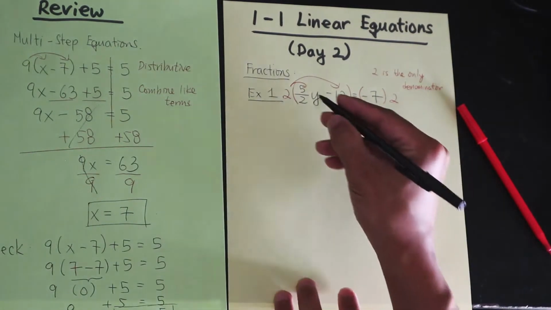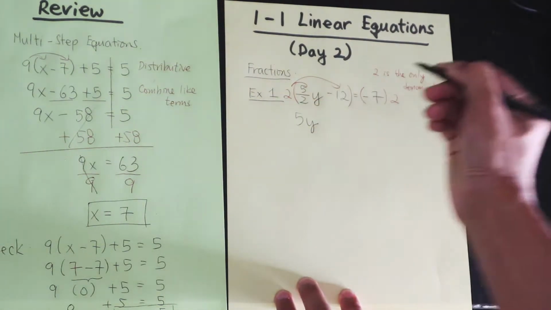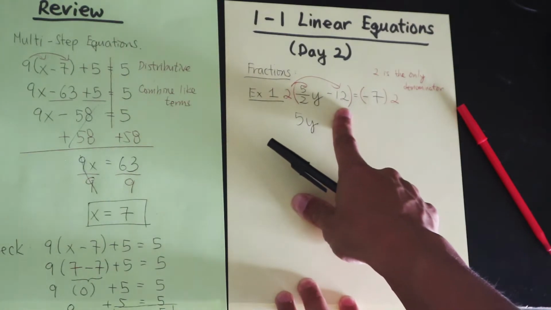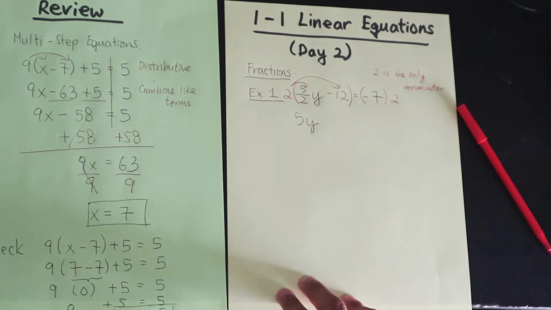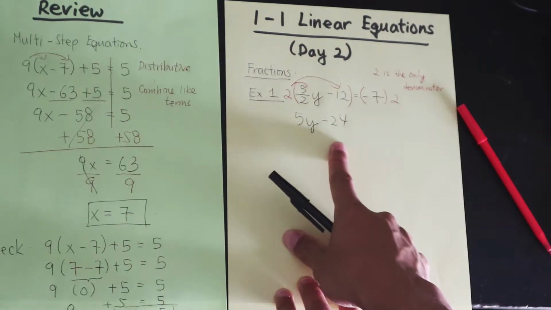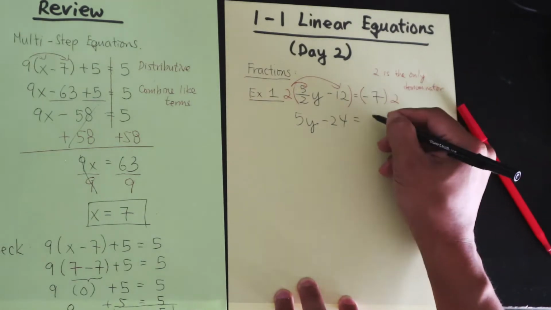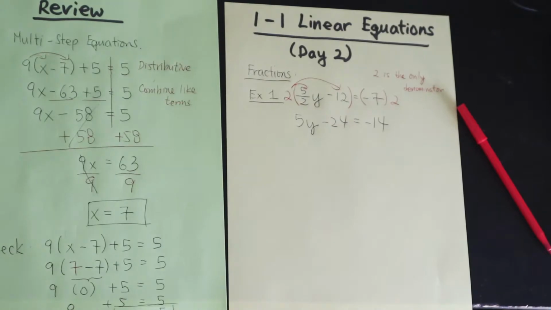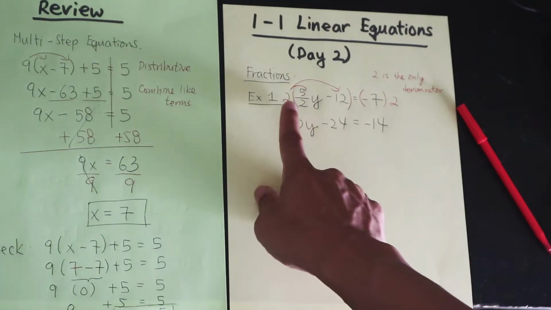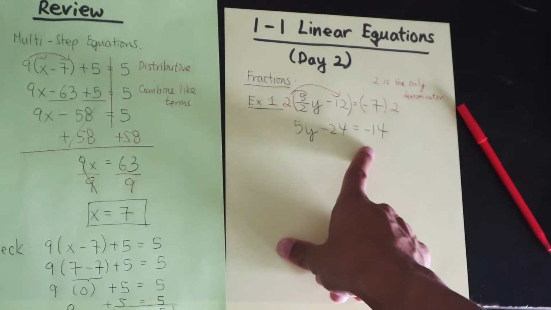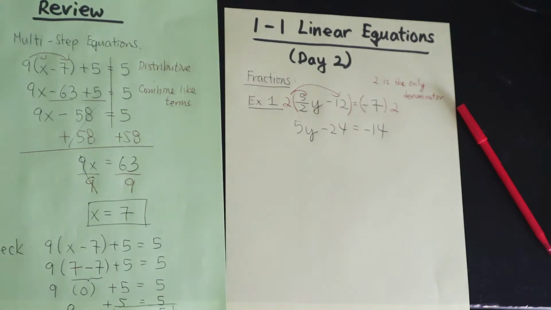And don't forget the variable. So you're going to put 5y. And then 2 multiplied by -12. So 2 times 12 would be -24. So 5y minus 24 is equal to -14, because -7 times 2 is -14. You notice that once I multiply both sides of the equation by the denominator, all the fractions are gone. On the next step, you should have no more fractions.